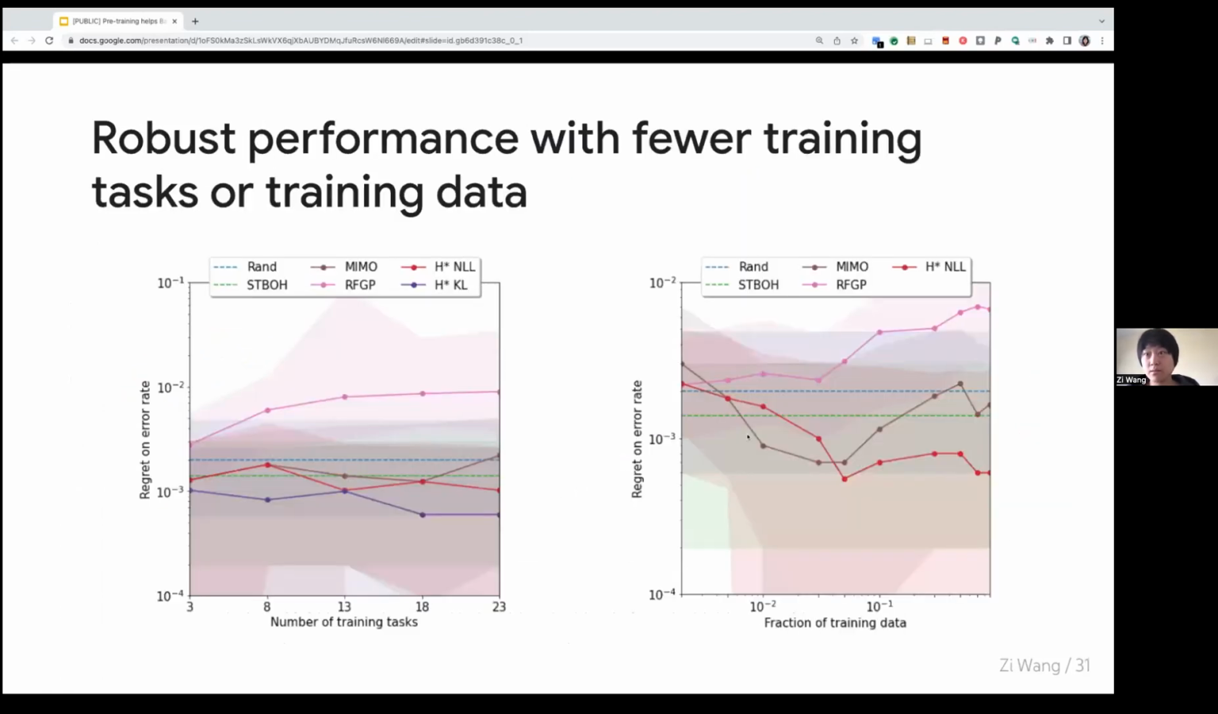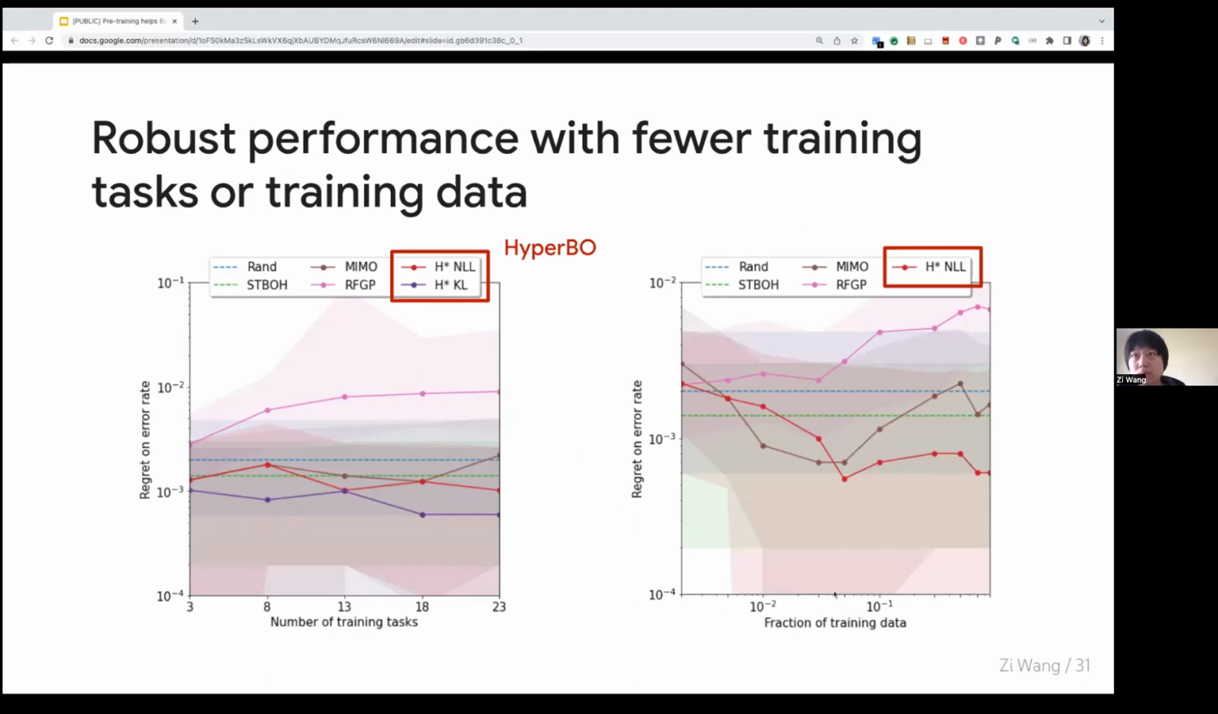Okay, so let me skip others. We also see very robust performance of the HyperBO approach with fewer training tasks. The left one is the number of training tasks. We reduce it down to 3. The total is actually 24, I think. We reduce it and train on some test tasks and see what the performance is. What we see here is that it didn't matter too much. There is a decrease in the regret on error rate by increasing the number of training tasks, but it's not by a large margin.